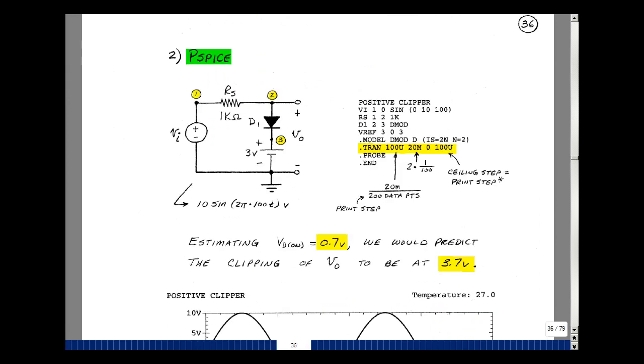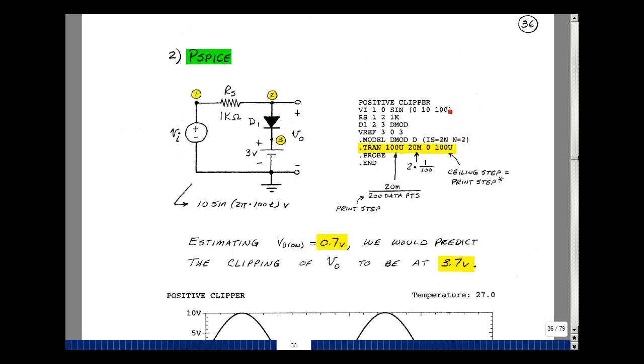Let's do a numerical example and then run PSpice to see how the results turn out. Let's take a 10 volt sine wave at 100 Hertz, 10 times the sine of 2 pi 100t. Put a resistor of 1K, a reference voltage of 3 volts, and then a diode using our default values that are in our textbook of an I sub S of 2 nanoamps and an eta of 2.